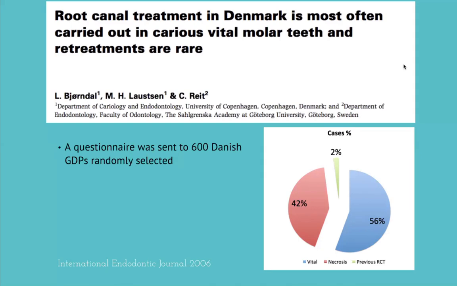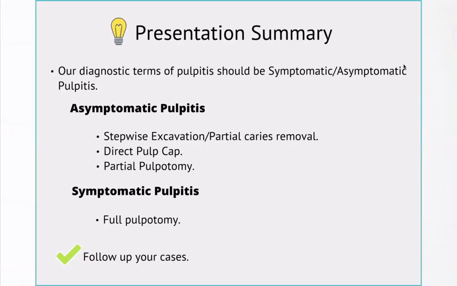This is a questionnaire that was done with 600 Danish general practitioners. What they found is that around 56% of their teeth are actually vital. So if this works, or if this is going to work in the future, you can actually save a lot of pulps. Now, I might have finished earlier, around 45 minutes, okay.